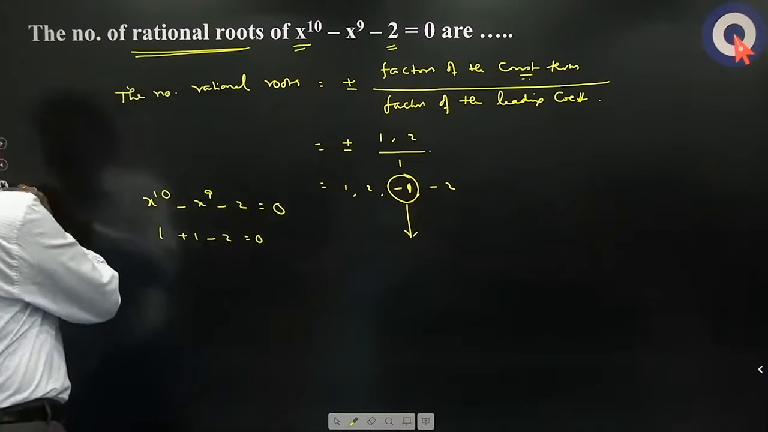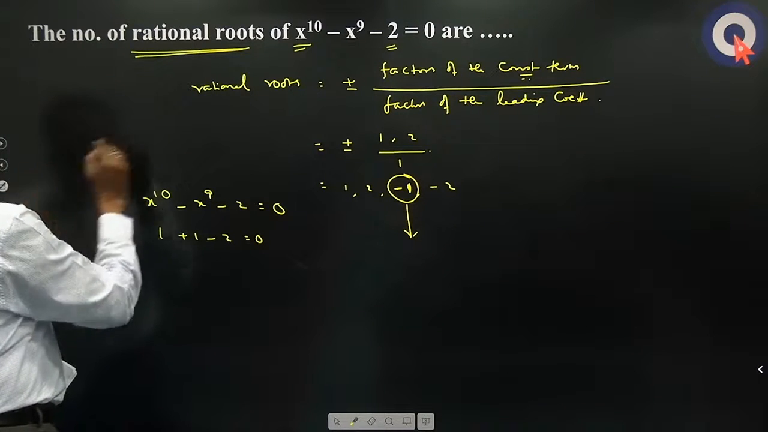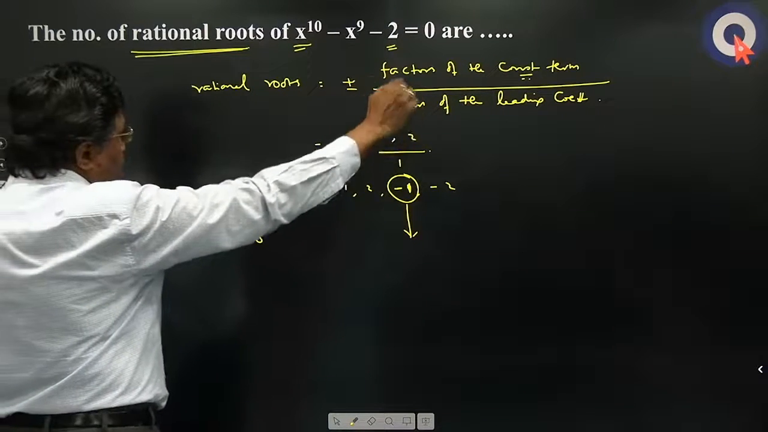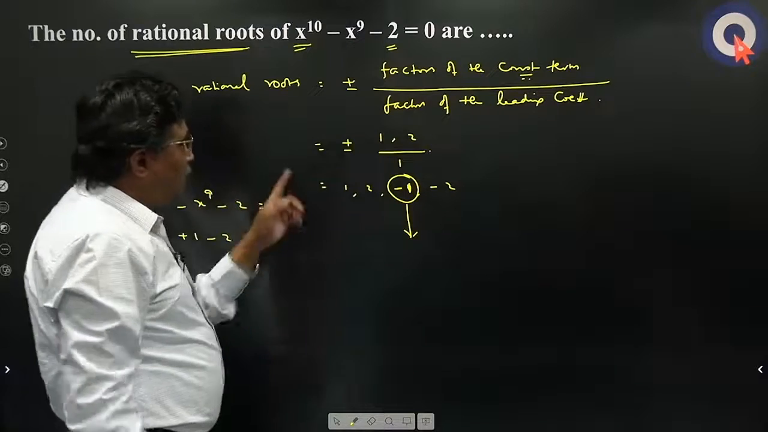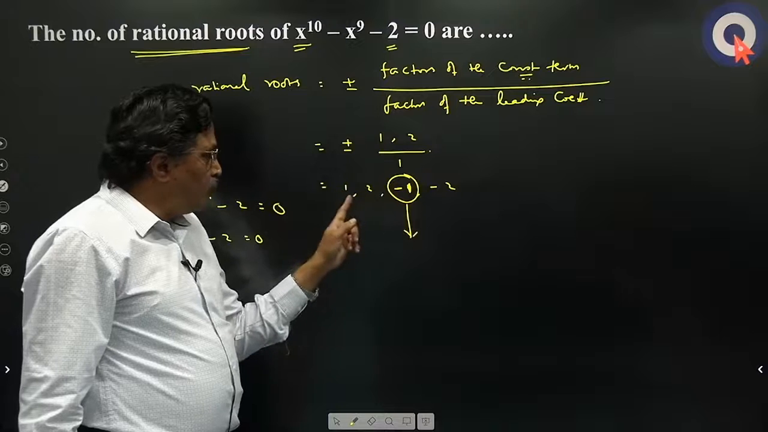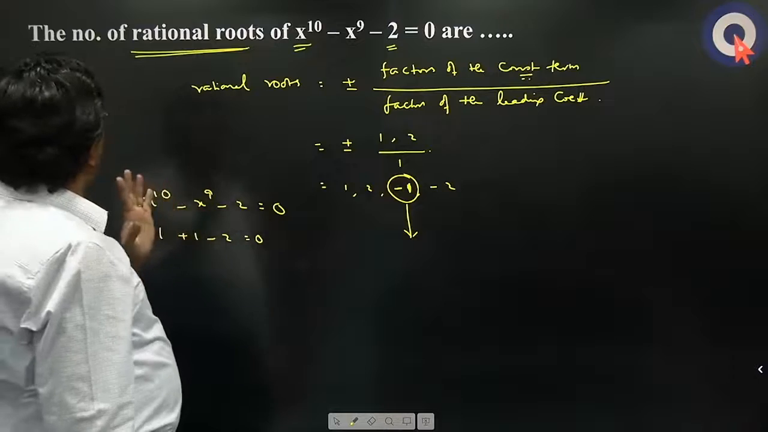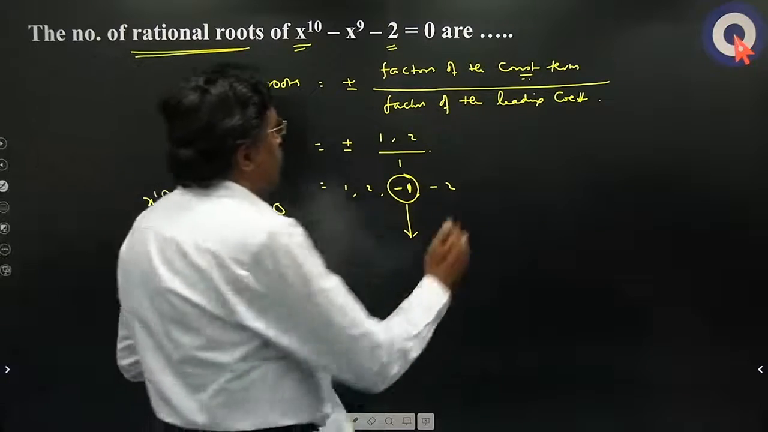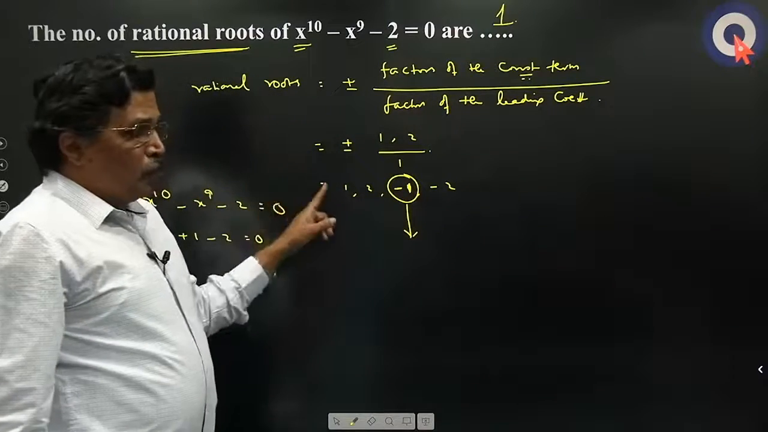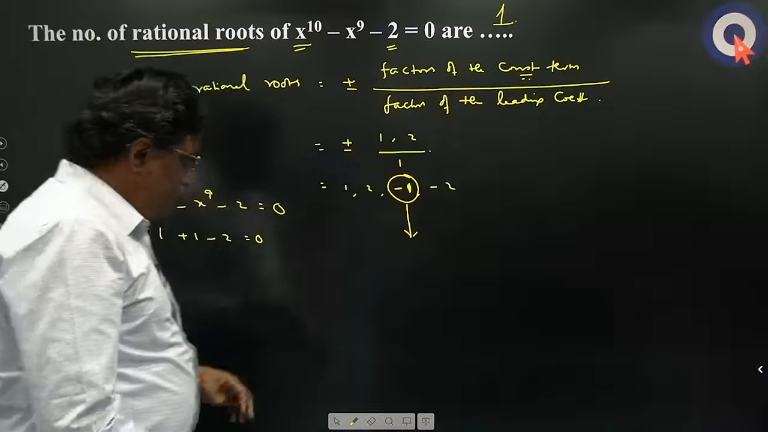I'll write it a little more clearly here. Rational roots are to be chosen from the numbers that you get from here. So rational roots are among the numbers that you get here, and among them minus 1 is the only fitting thing. So minus 1 is the only rational root. So the number of rational roots is 1. Go through the proof of this theorem to appreciate the idea behind this.